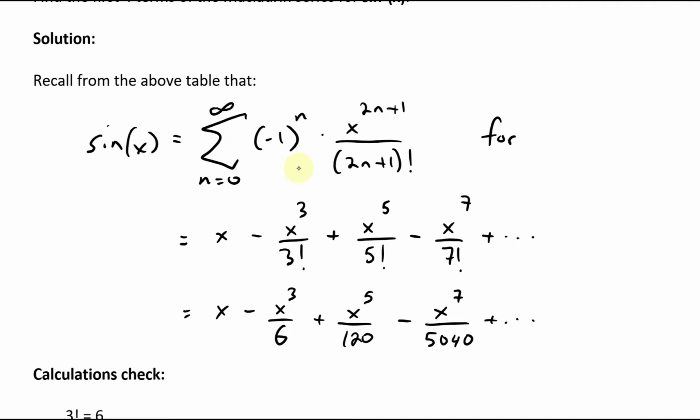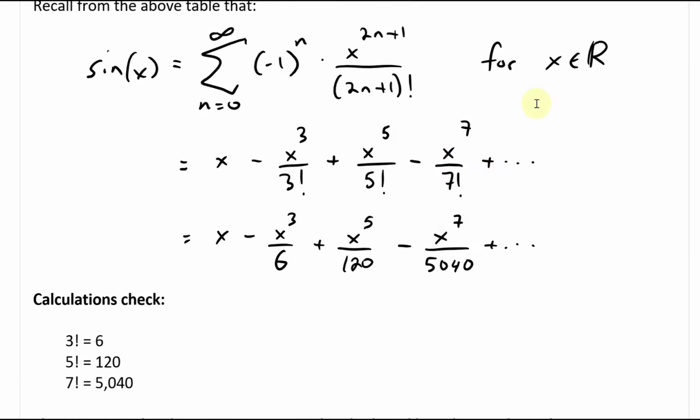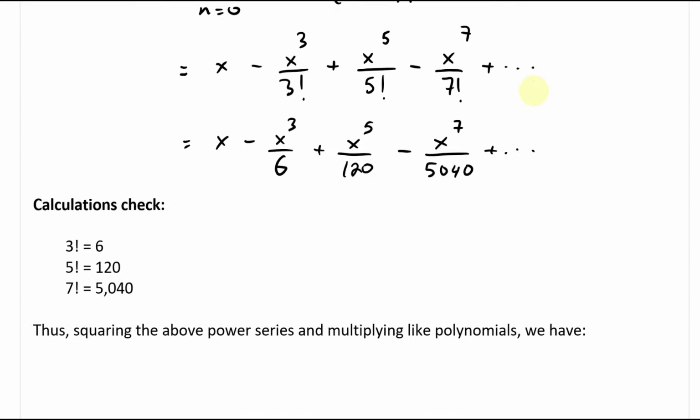You could just write it as the radius of convergence is infinity, or for x an element of all real numbers. In fact, it's also all complex numbers, but since I've been dealing with just real numbers, I'll just write it for all x, like this. Alright, so let's continue further.